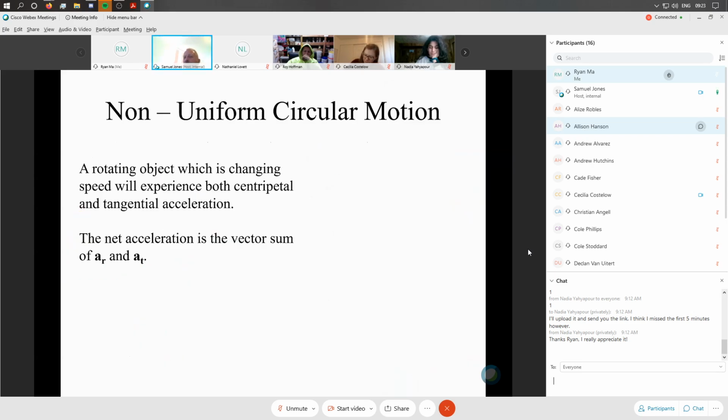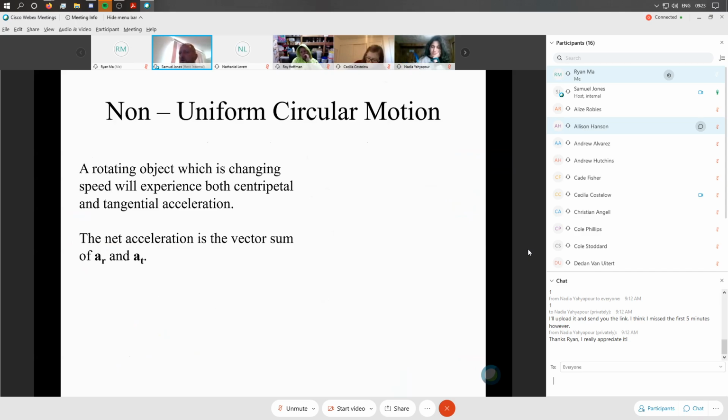So let's talk about non-uniform motion. Is it possible to be going in a circle and changing speed at the same time? Yeah, that's what happens for example, to your tires on your car when you're actually accelerating. If you're changing speed, the tires are spinning, and they're also spinning either faster or slower depending on whether you're accelerating or braking. So that would be considered non-uniform circular motion. It's still circular motion, but it's not at constant speed.